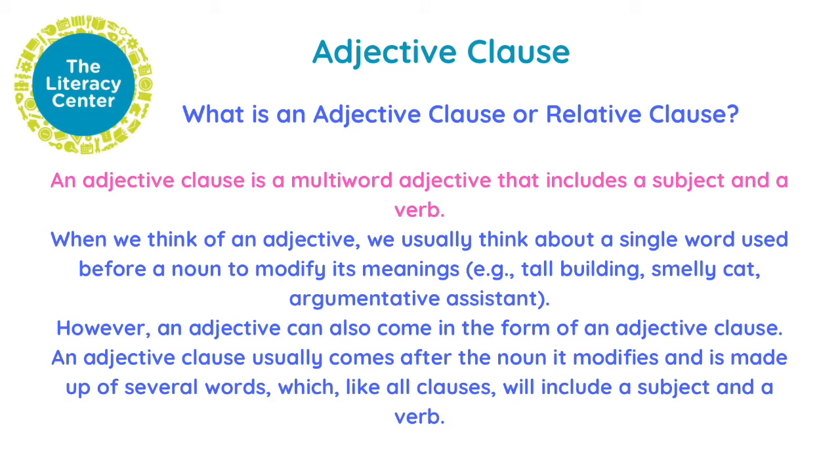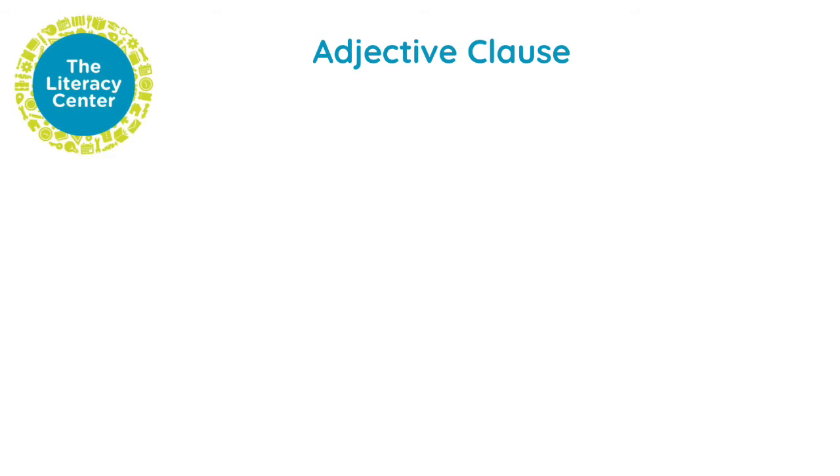An adjective clause usually comes after the noun it modifies, and is made up of several words which, like all clauses, will include a subject and a verb. An adjective clause will always have a few important elements, and these elements will help you recognize an adjective clause. So let's explore more about this.